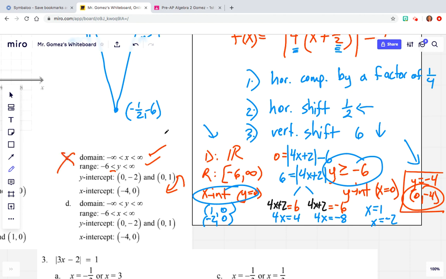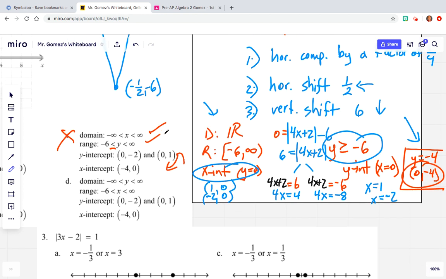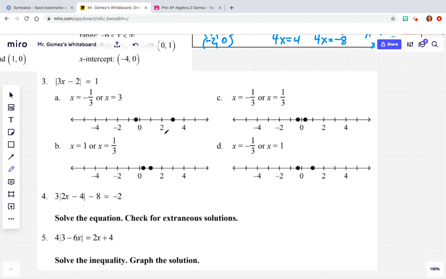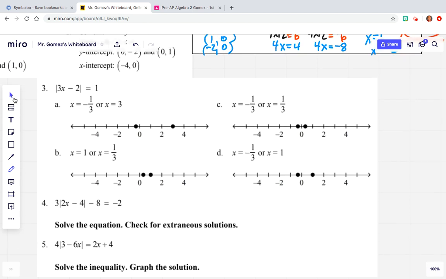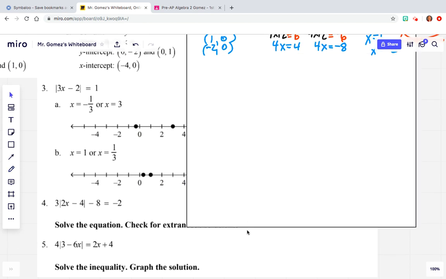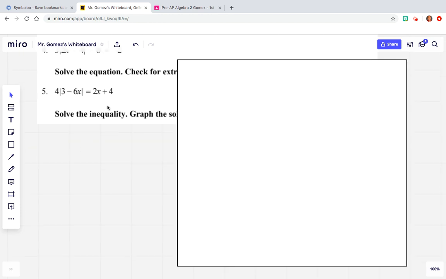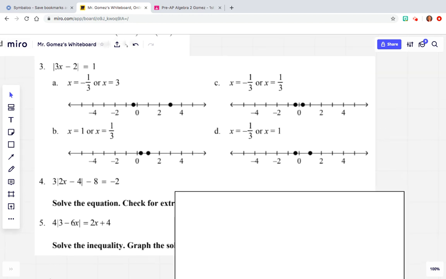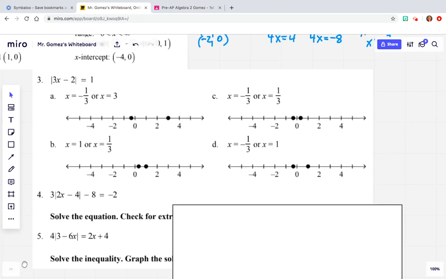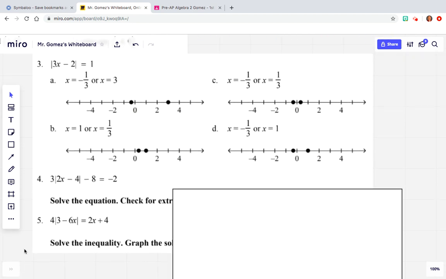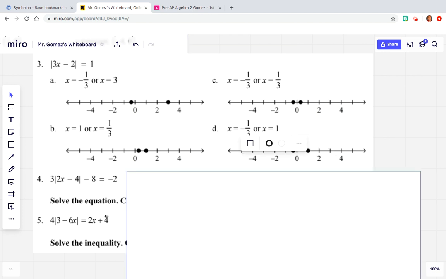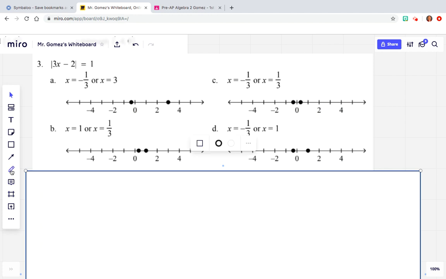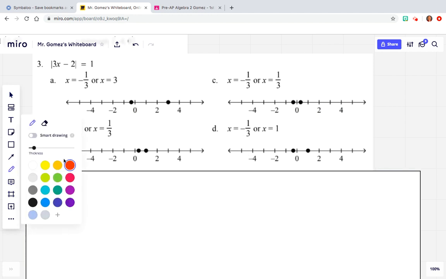All right. So now let's keep moving on. Let's come over here and let's look at number 3. Let me pull this down, and then we will look at number 3. So number 3, what I'm trying to do is I'm solving it and picking which one of these is the correct answer when it comes to the number line. Okay, so let's go ahead and make some room here. And let's solve it by hand here at the bottom.